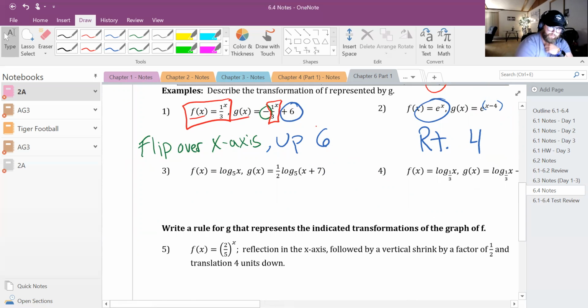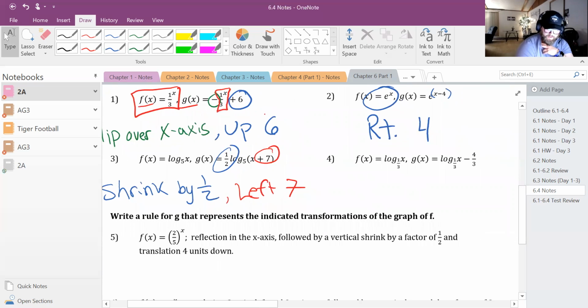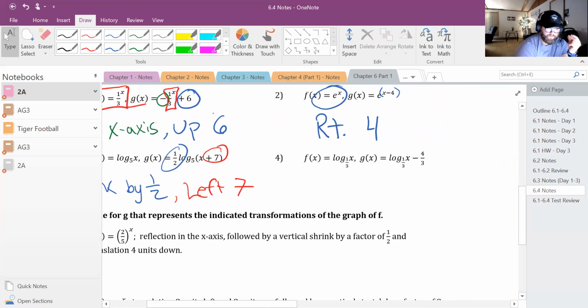Okay, let's spice it up a little bit. This 1/2, is it a stretch or shrink? Is it less than 1? Yep, it is. Shrink by 1/2. That +7 on the inside. What does that tell you? Well, brain says right, but your smartness tells you it's going left 7 because it's positive inside the parentheses. See how quick these are? They should be very fast.